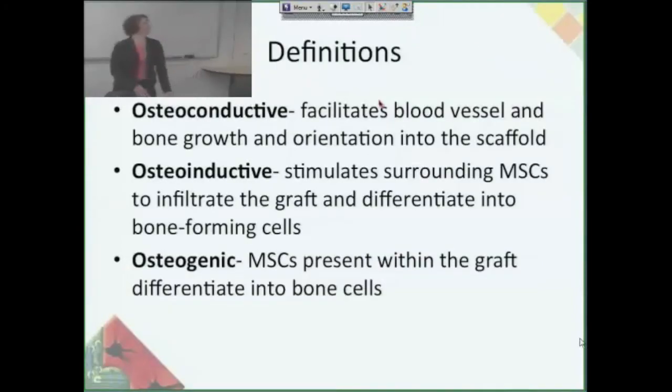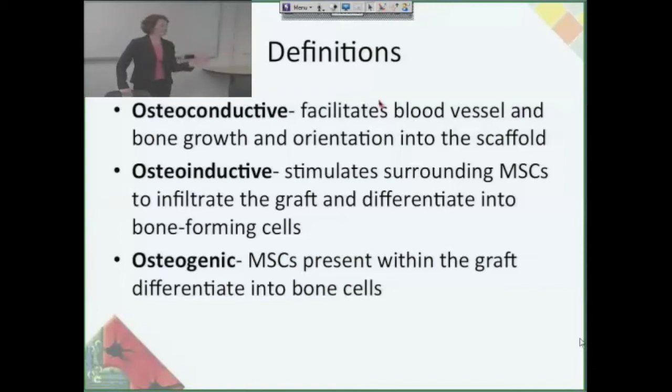So there are some definitions. These are some buzzwords that you often hear in biomaterials research, so it's helpful to know what people are talking about, although I've heard them all used interchangeably. But you should know what they actually mean. If a material is osteoconductive, that means that it facilitates blood vessel and bone ingrowth into the scaffold.